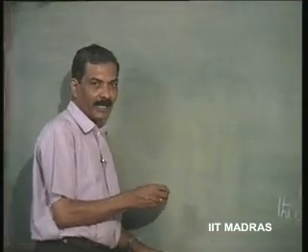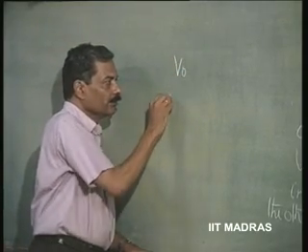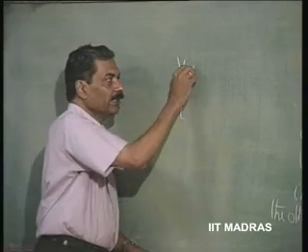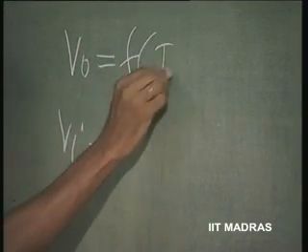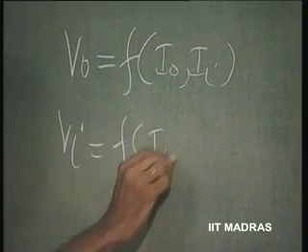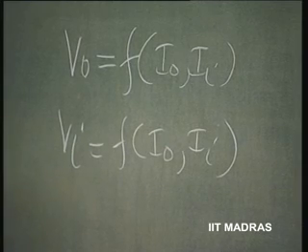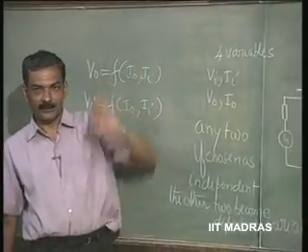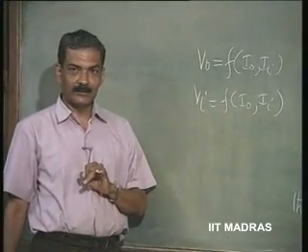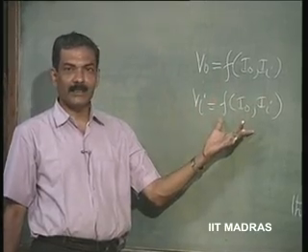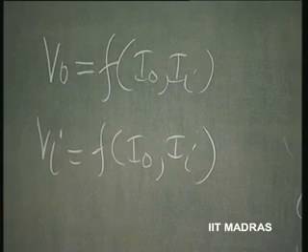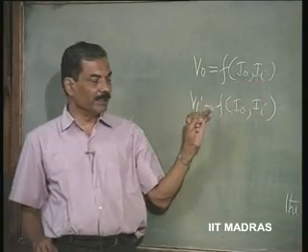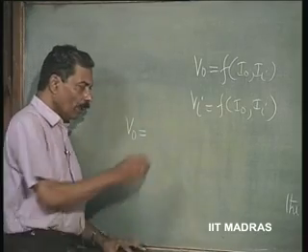Let us consider the first way. I am considering that V0 and Vi are dependent variables. They are dependent upon I0 and Ii. That means they are functions of I0 and Ii. This is any function, right? But we are discussing a linear two-port network. That means they are linear functions. This relationship says it can be any functional dependence. So V0 is going to be linearly related to I0 and Ii. Vi is going to be linearly related to I0 and Ii.